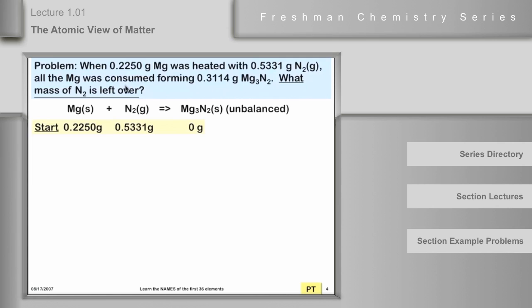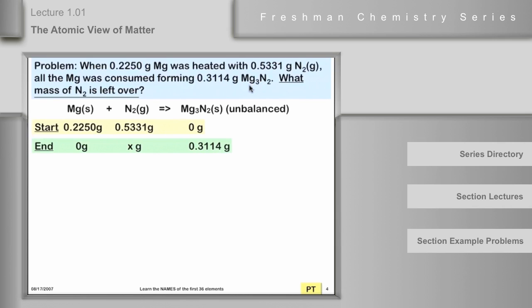Now, when the reaction does occur, the problem tells us we get this much magnesium nitride and that all the magnesium was consumed. So at the end, the magnesium mass will be 0 because it was all consumed. It's all gone and it's present in this product. Okay, so at the end, what do we have? We have 0 grams of magnesium. That was all consumed. We have an unknown number of grams of nitrogen. This is what we're going to determine. What mass of dinitrogen is left over? And we have 0.3114 grams of the product magnesium nitride.